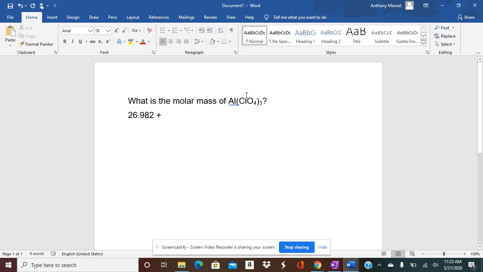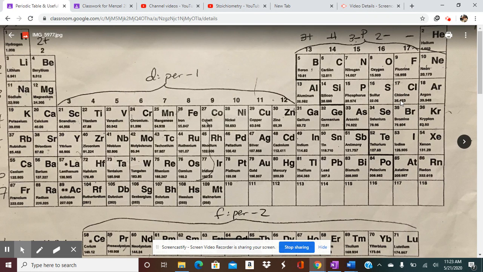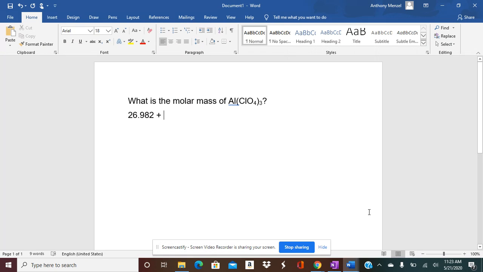So inside the parentheses, our first element is chlorine, capital C, lowercase l. And we know that it's capital C, lowercase l, and not capital C, capital I, because the perchlorate ion, from our study of polyatomic ions, we know is capital C, lowercase l, not capital C, capital I. So the chlorine has a molar mass of 35.453 on the periodic table.